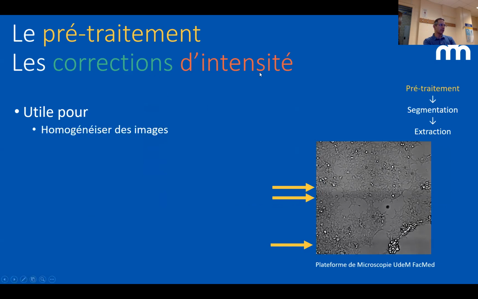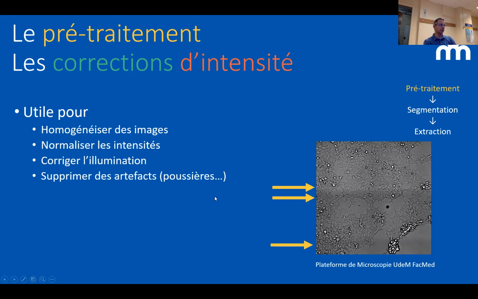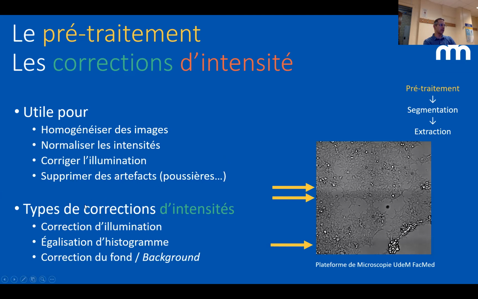So light intensity corrections are very good to make images look the same. If you have images that are illuminated differently, then they will look the same at the end. You can also normalize intensities with this. If you have a brighter and a darker image, you can adjust them so they look the same. And you can also correct the illumination if your field of view is not perfectly illuminated. You can also suppress artifacts, and there are different kinds. And I showed the correction of illumination here.